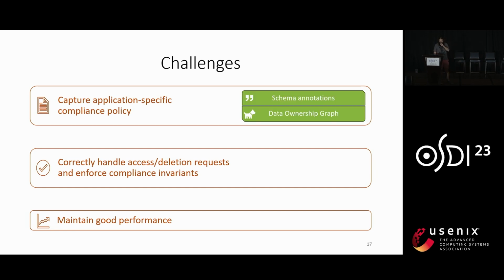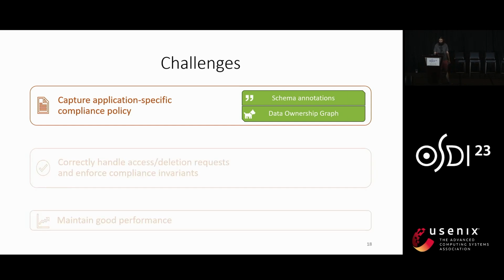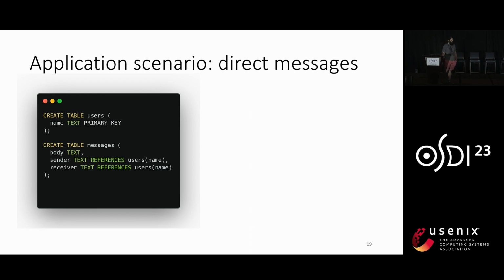To address the first challenge, we designed a set of high-level schema annotations that developers use to express their policies to K9db. Internally, K9db represents this policy as a data ownership graph, or DOG for short. So let's look at this in more detail. Here's a look at a common application scenario where users whose information is stored in the users table exchange messages among each other, which are stored in the messages table. And note that each message has two foreign keys, one to its sender and one to its receiver.